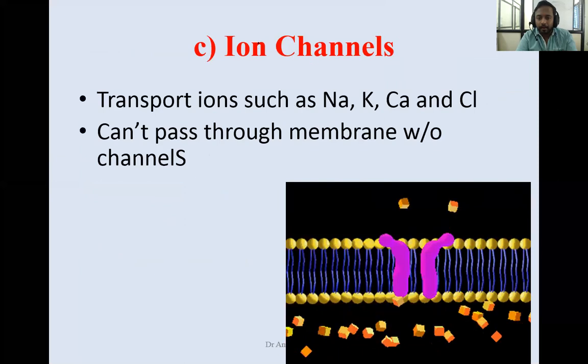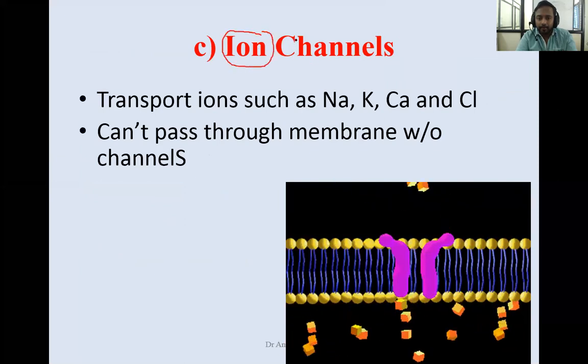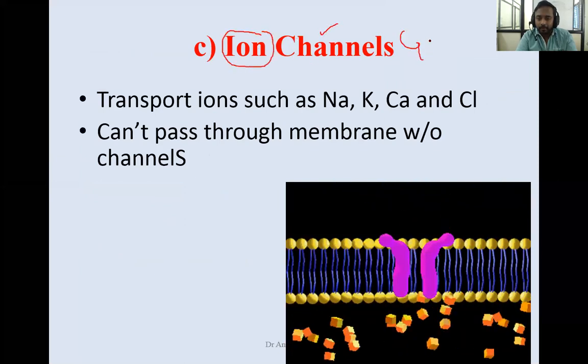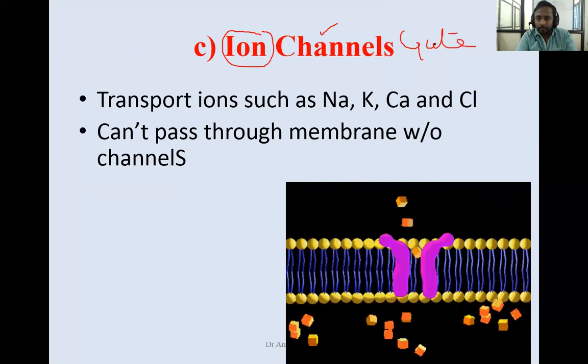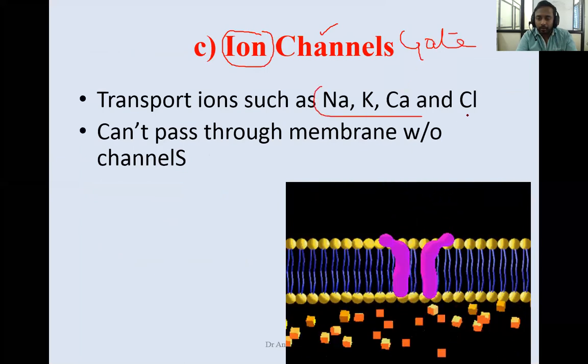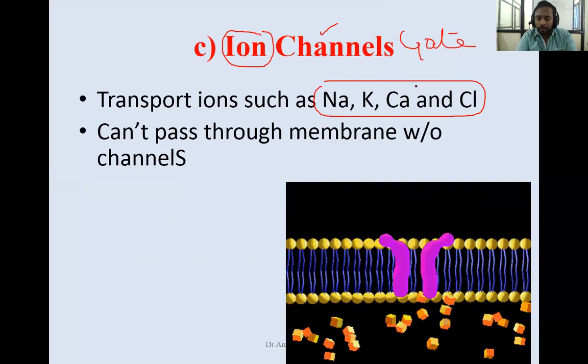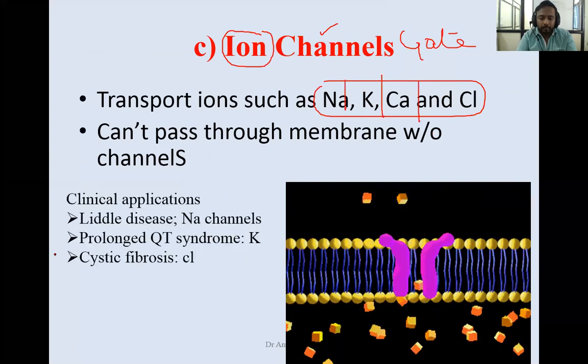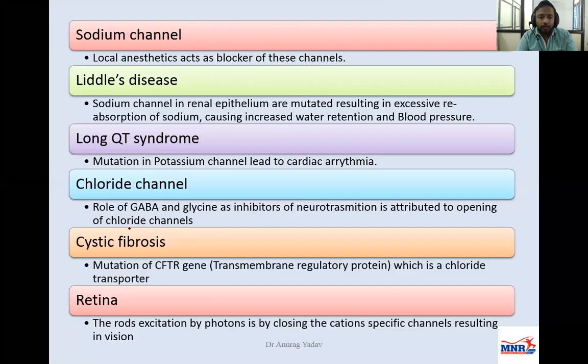Ion channels: the word ion itself tells you these are the channels or the gates which are specific to the ions. That might be the sodium ion, potassium ion, chloride ion, or calcium ions. So they are specific to the ions. And there are plenty of ion channel disorders also, for example sodium channel defects. One such example is Liddle's disease.